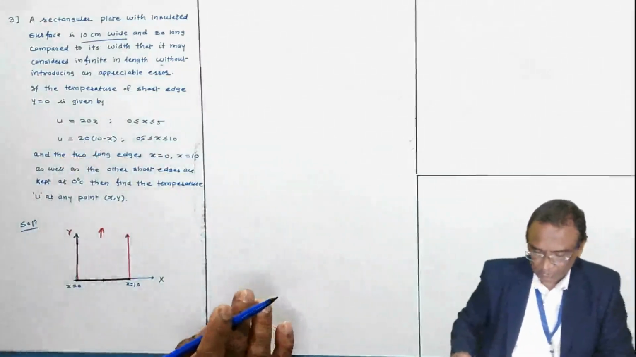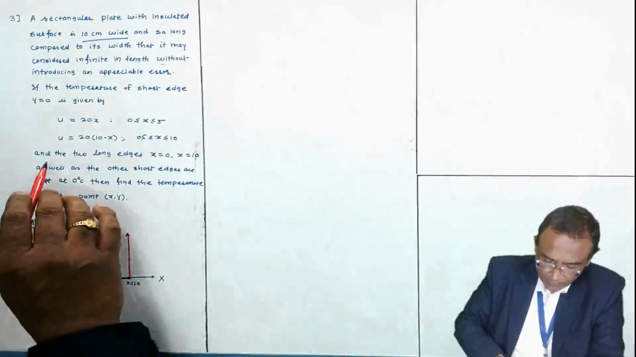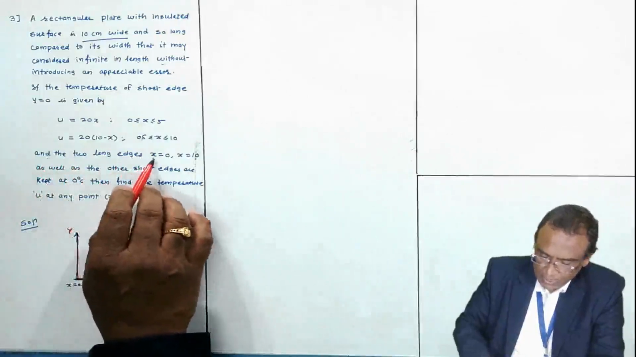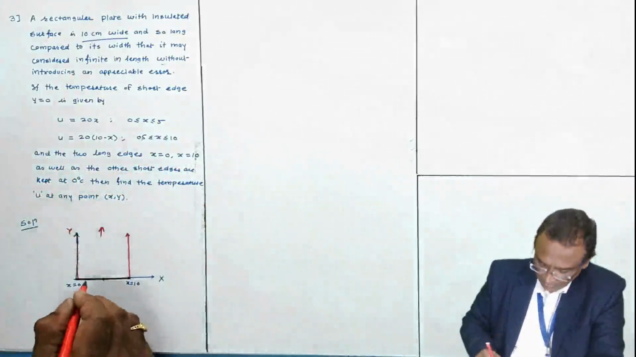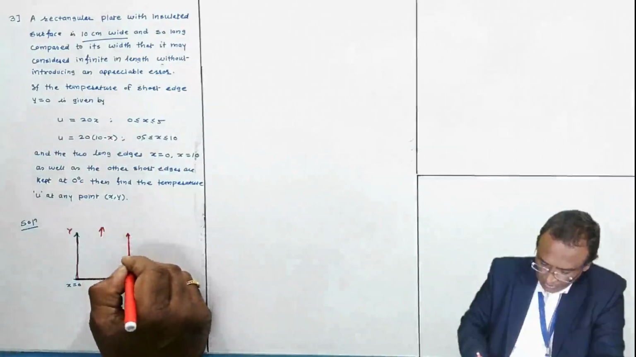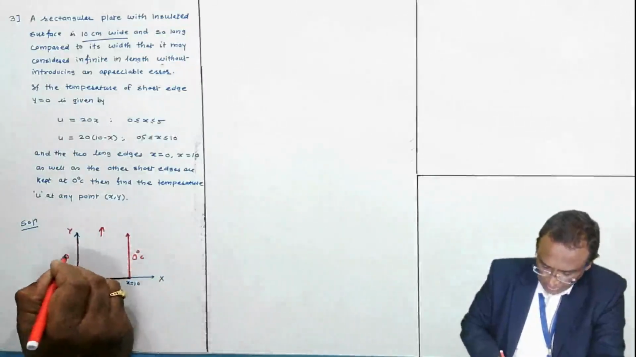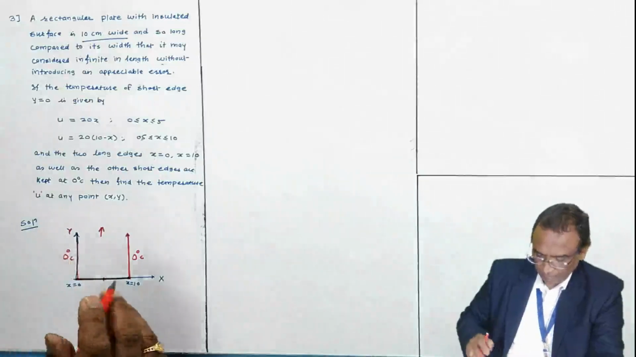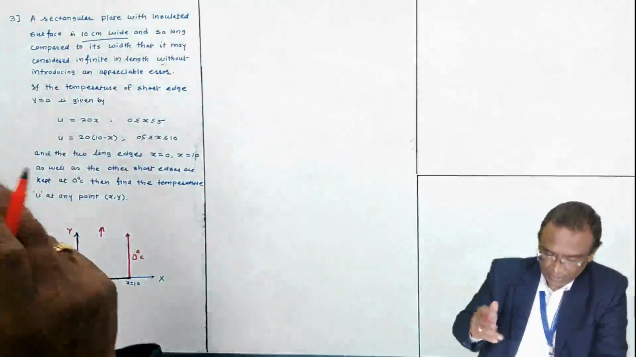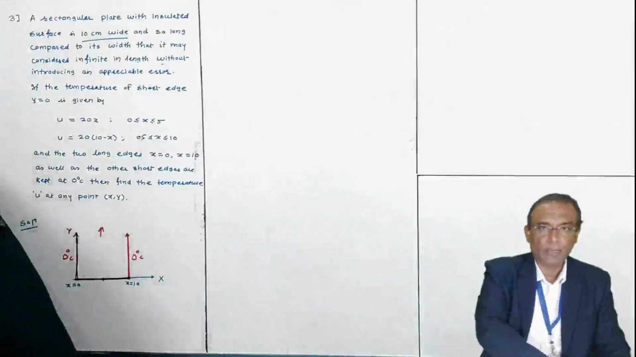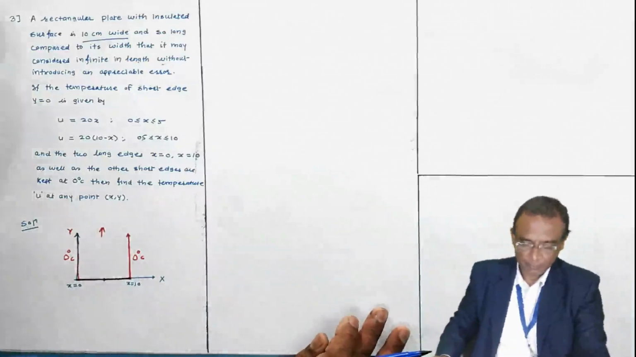Okay, so we have to find out the value of u, and one more thing is there: the two long edges, x equal to 0 and x equal to 10, as well as the other short edge, are kept at 0 degree centigrade. This long edge is kept at 0 degree centigrade, and the upper edge, which occurs at infinity, is also maintained at 0 degree centigrade.